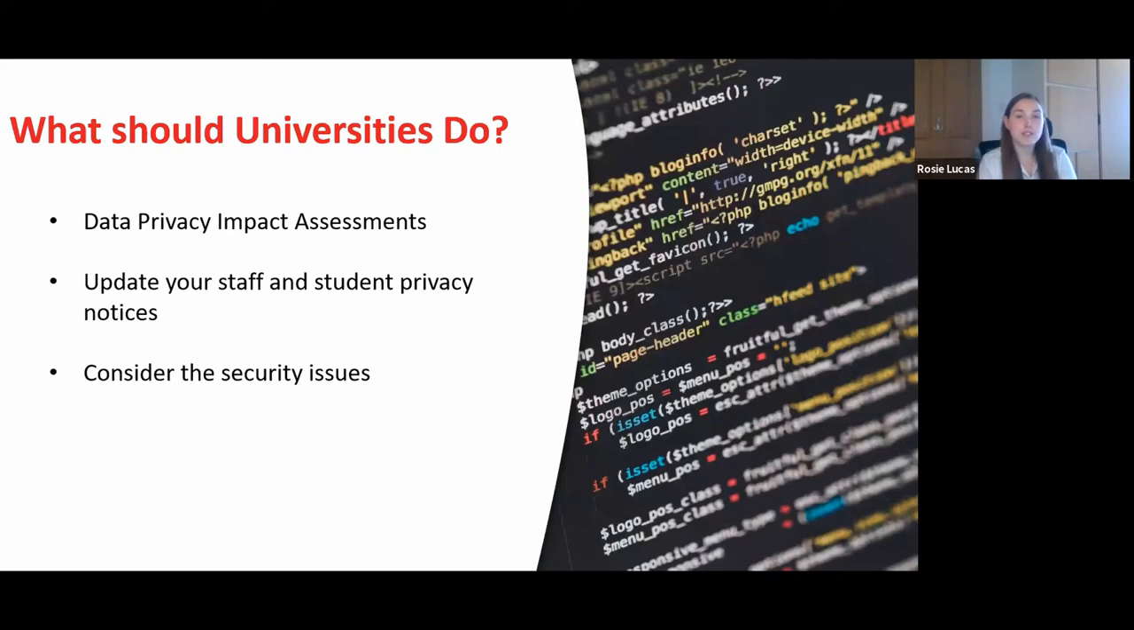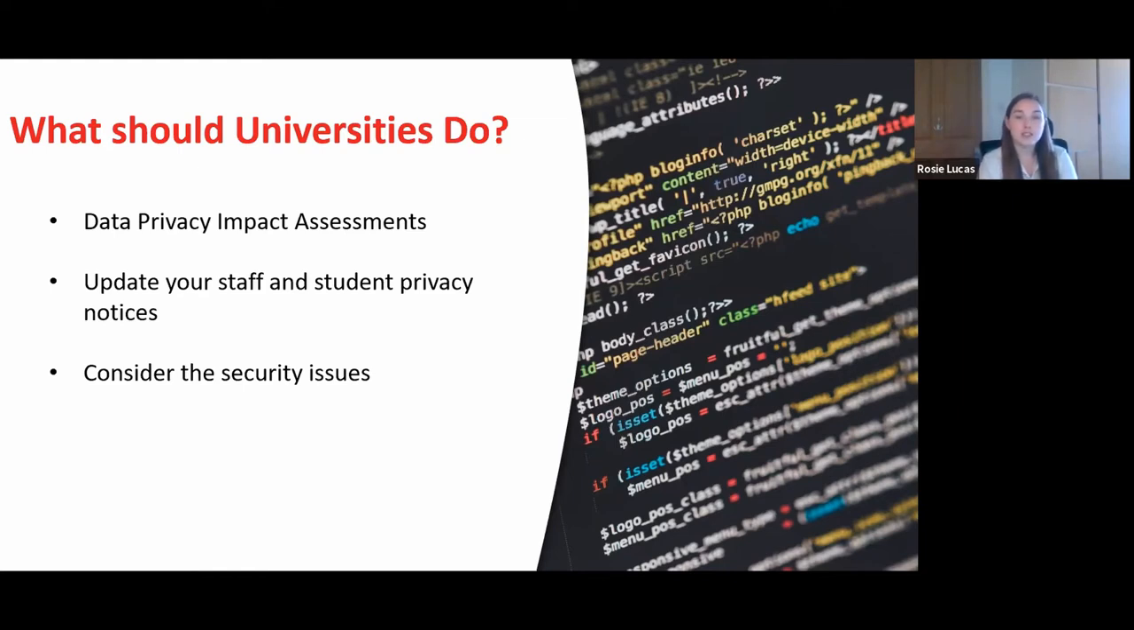Secondly, as I've already mentioned, update or create a new privacy notice for lecture recordings. This should cover what you'll be doing with staff and student personal data when recording lectures, how long their information will be kept for, how it will be reused, and if it will be shared with any third parties. And as I've said, they should be signposted to the privacy policy before the recording begins, so that they're aware of what you'll be doing with their personal information.